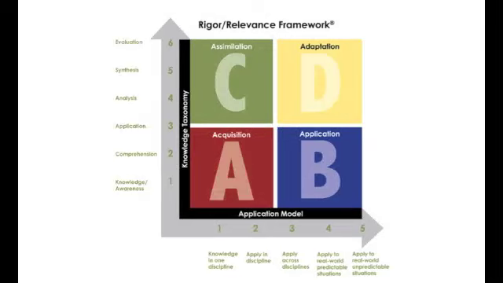Let's review the rigor and relevance framework. Start with the vertical axis, the rigor axis. It's the thinking continuum. It goes from acquiring knowledge at the base all the way up to assimilation of the knowledge at the high end. It runs the spectrum, for example, from simply labeling foods by nutritional groups at the knowledge level to developing personal nutritional goals at the higher levels.